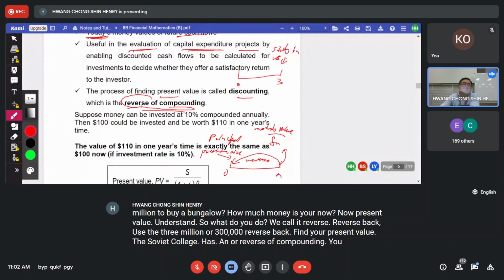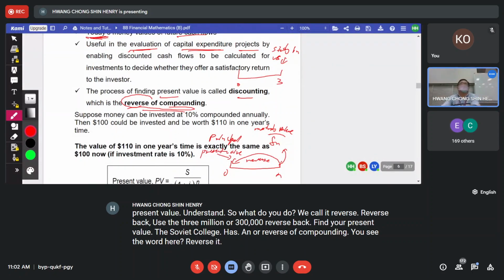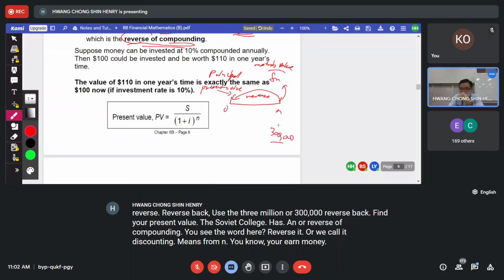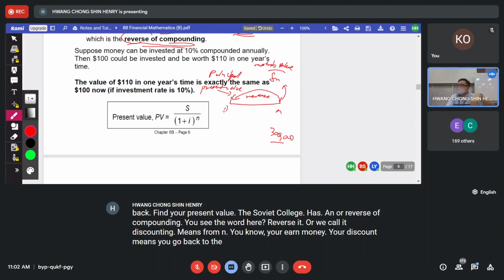You see the word here? Reverse it. Or we call it discounting. Means from the end, you know your end money, you discount it. Means you go back to the now situation here.